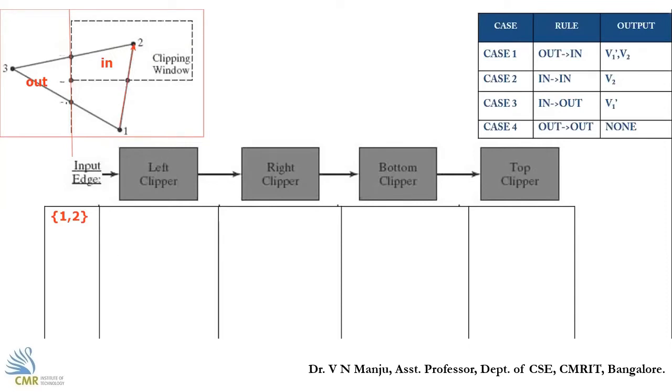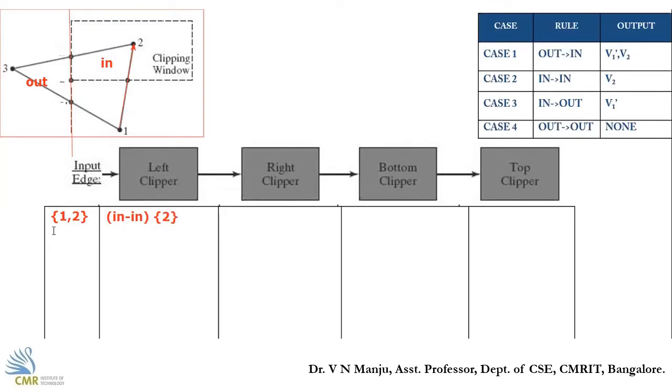So I can write it here, in to in. What is in to in? In to in is going to store the second vertex. Which is the second vertex? This is the first vertex, this is the second vertex. Are you clear?